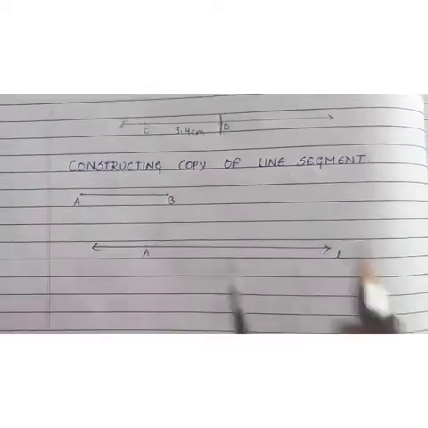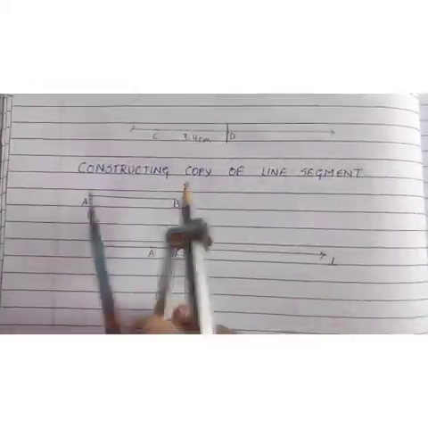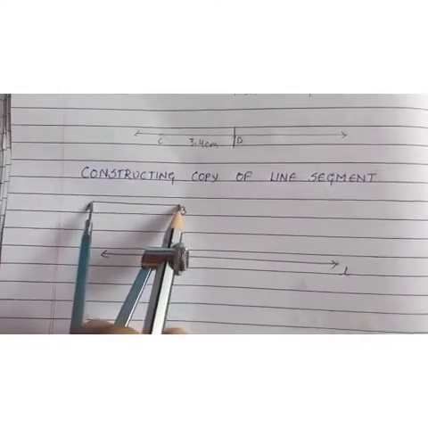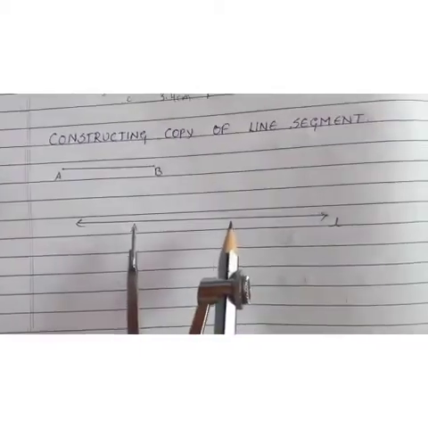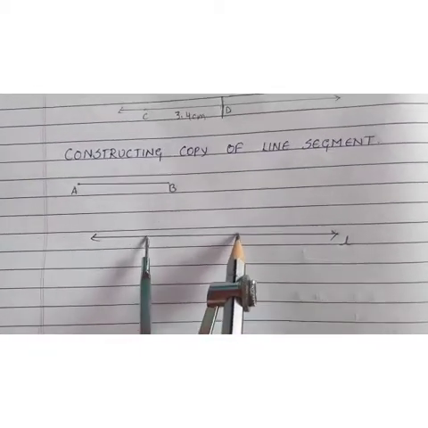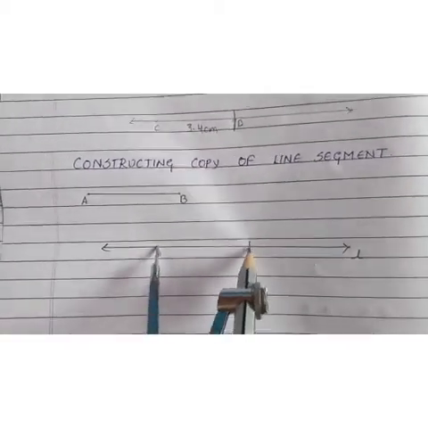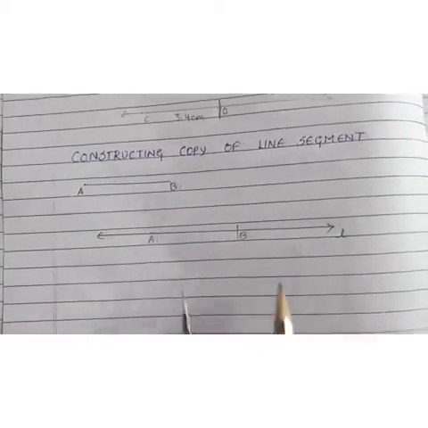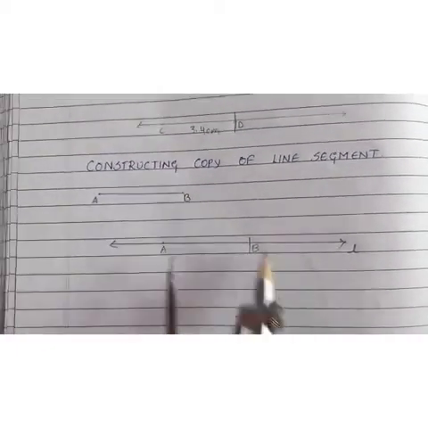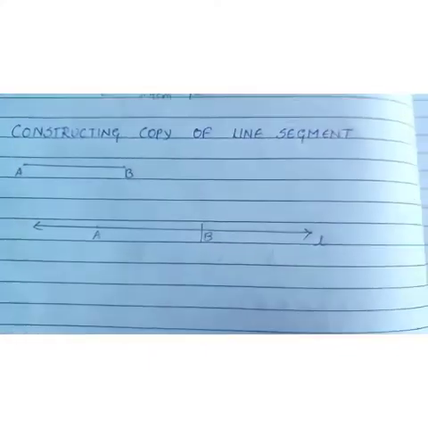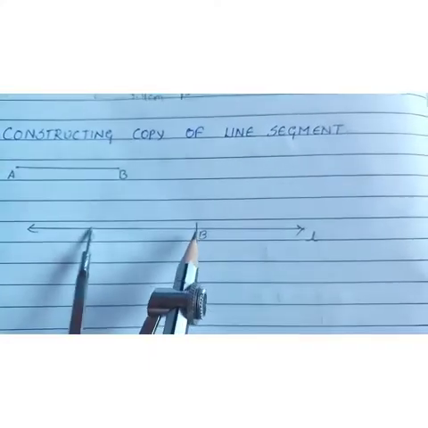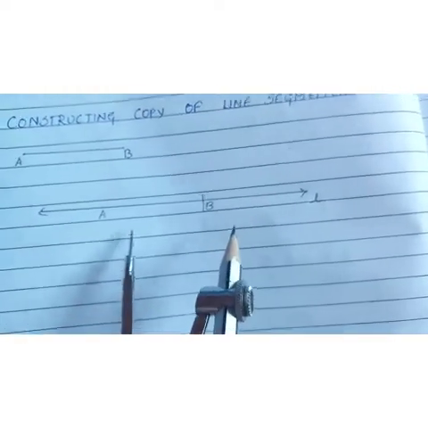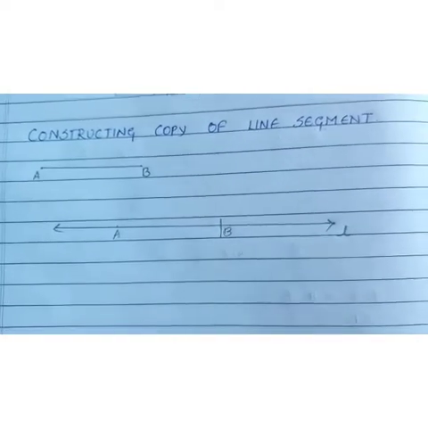Now, next step what you have to do? Using your compass, place the pointer on A and your pencil on B. Now you got the measurement of this AB. Now in this line with A as center, cut this line. So this is B. Now we got the exact line segment, that is the copy of AB. So when you cut the line with this AB as the radius with point A, you get the exact replica or the copy of AB.